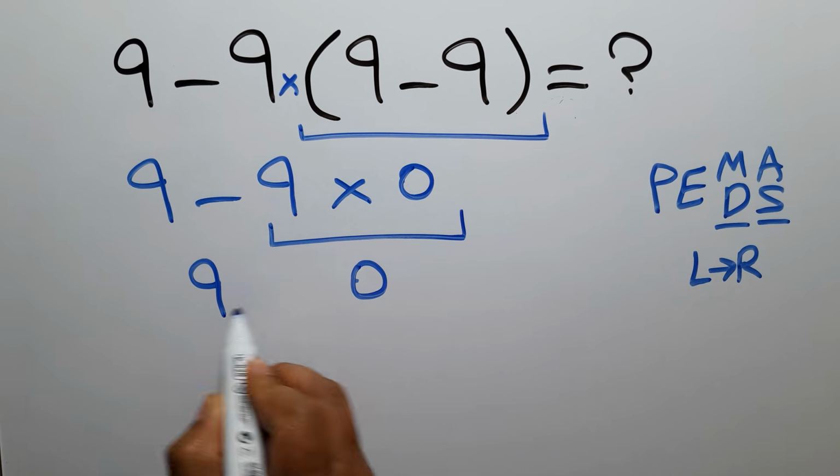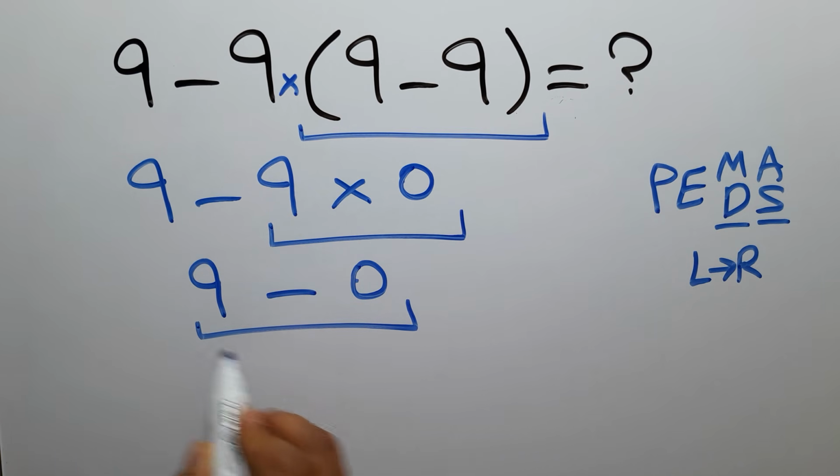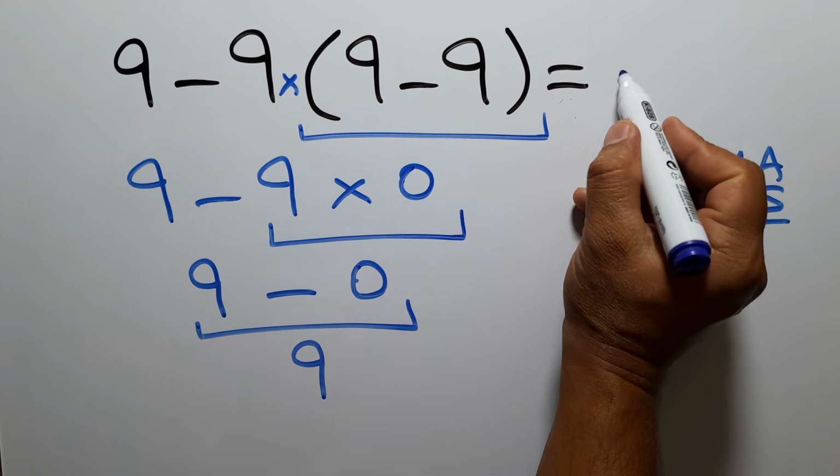So we have 9 minus 0, which equals 9. And this is our final answer to this problem. The correct answer is 9.